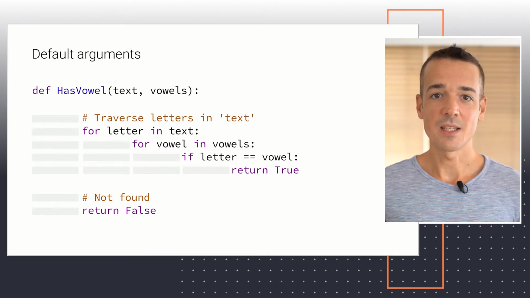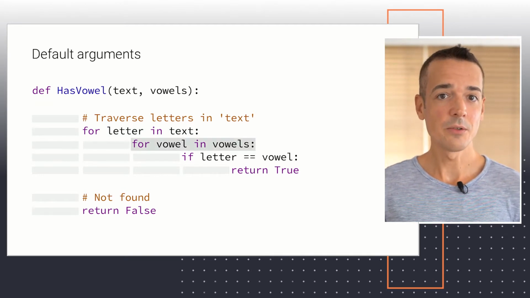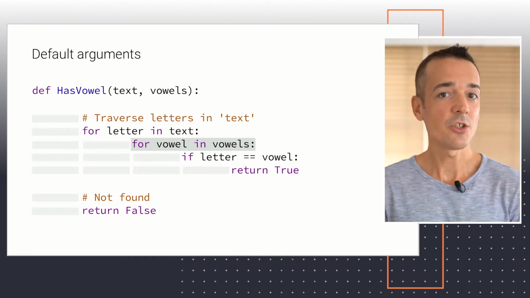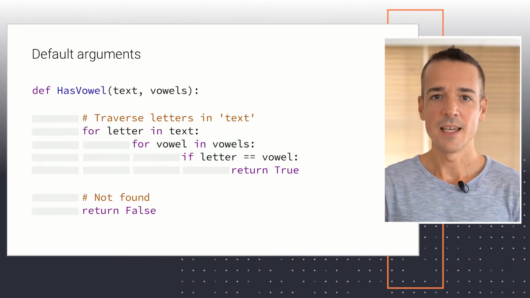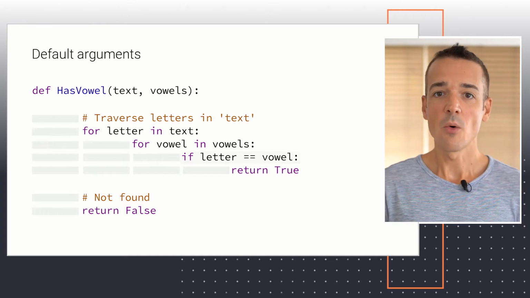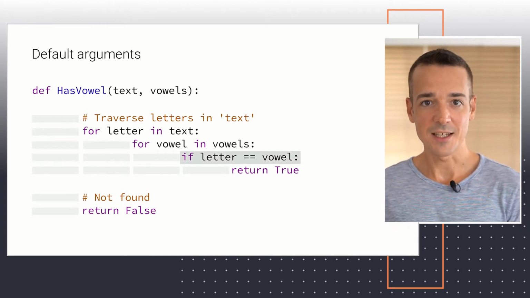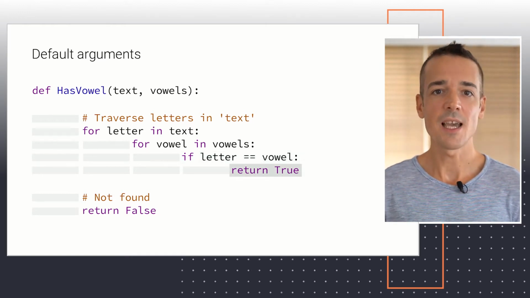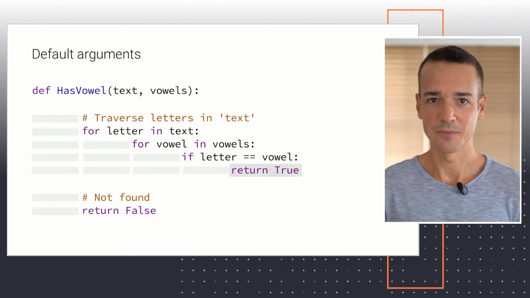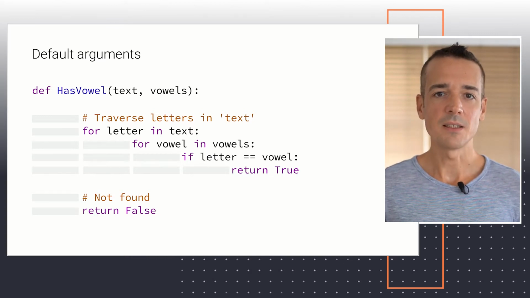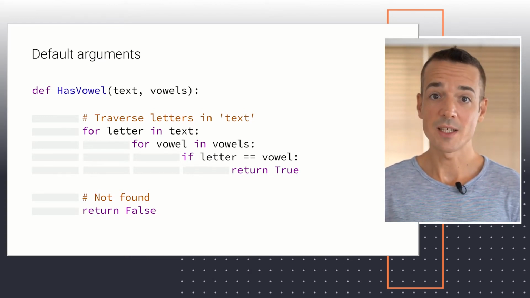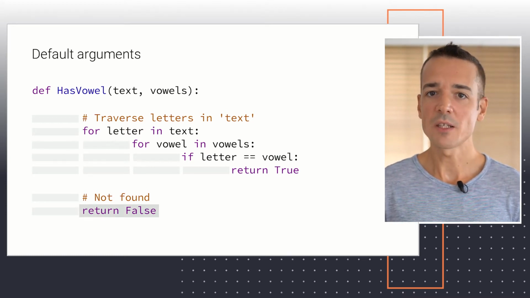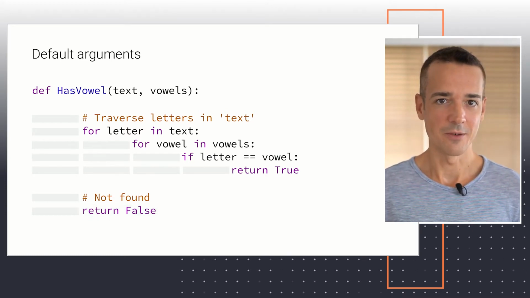In each iteration of this outer loop, another inner for loop is executed, where variable vowel takes a value equal to each character in vowels. And in each iteration of this inner loop, we check whether the current letter in text is equal to the current letter in vowels, and if so, we immediately exit the function and return true. If the code above completes and the first return statement was never executed, the code reaches a second return statement, which makes the function indicate that no match was found.